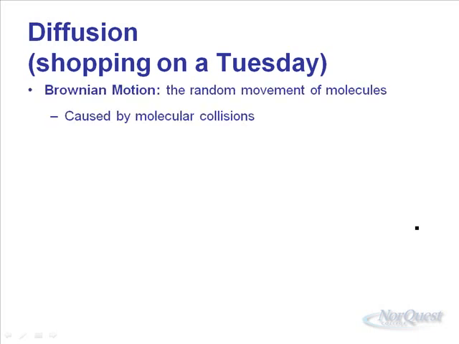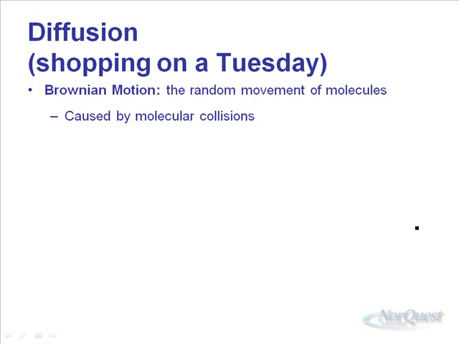Diffusion, I like to call it shopping on a Tuesday, and here's why. If you imagine going to West Edmonton Mall on a Tuesday in, say, the middle of February. Right, so Christmas is done, nobody has any money. If you were to go shopping at West Edmonton Mall on a Tuesday afternoon in February, chances are you could go wherever you wanted, whenever you wanted, and spend very little energy. You could walk around with your eyes closed and eventually bump into the store you're planning to get to.